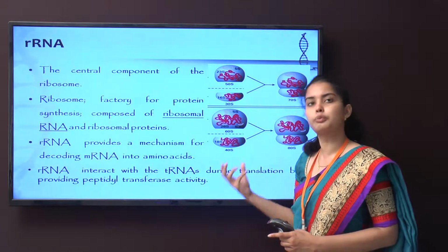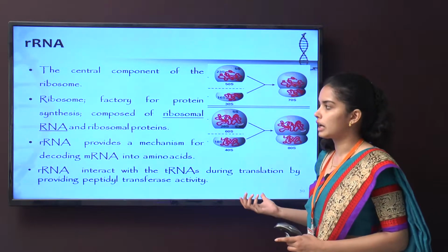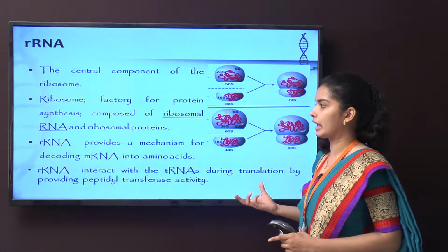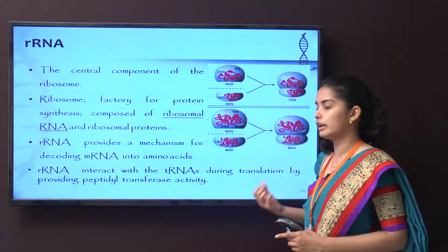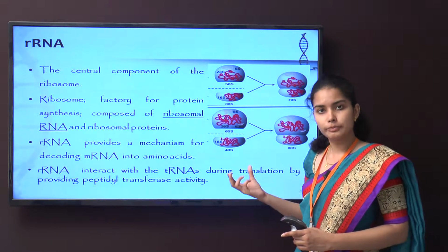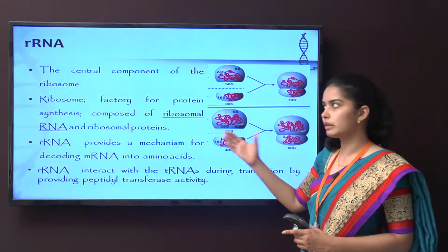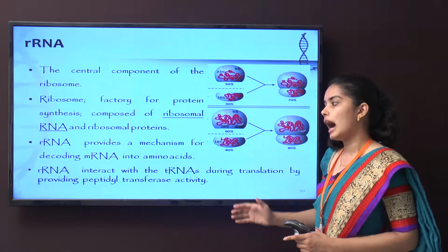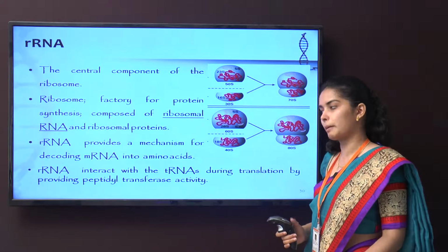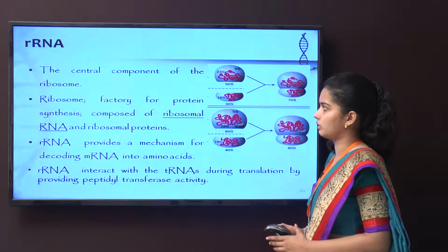The ribosome is a factory of protein synthesis composed of ribosomal RNA and ribosomal protein. rRNA provides a mechanism for decoding the mRNA into amino acids. It decodes the triplet codon, meaning the triplet nucleotides are decoded with the help of this RNA. rRNA interacts with the tRNA during translation and provides the peptidyl transferase activity.